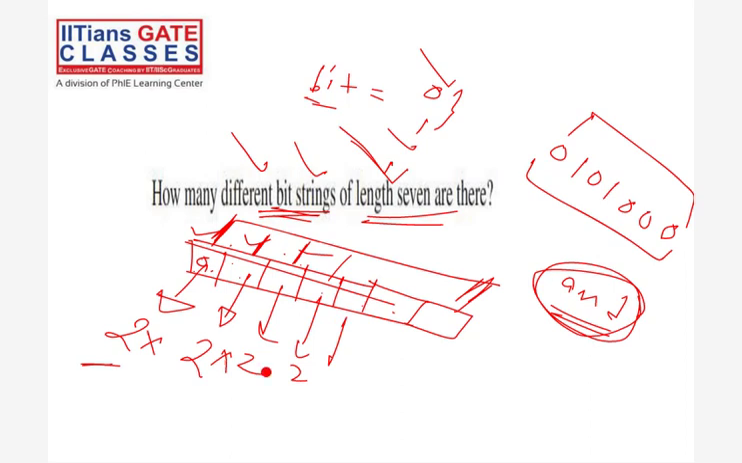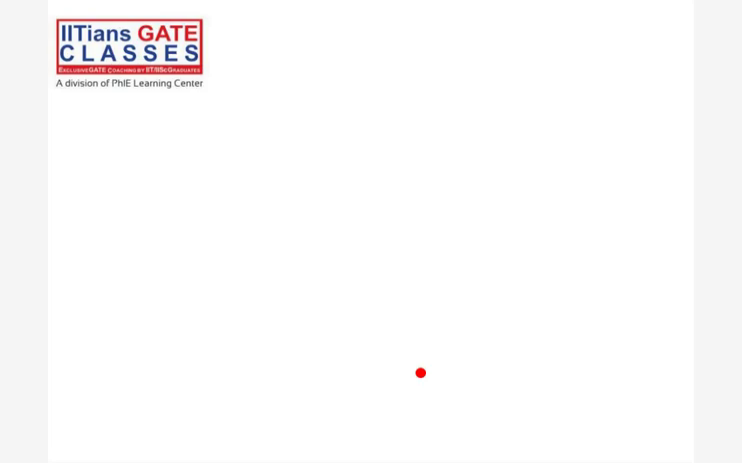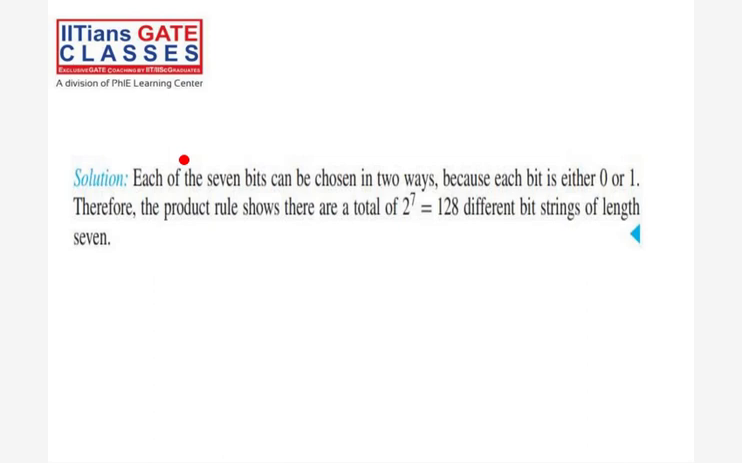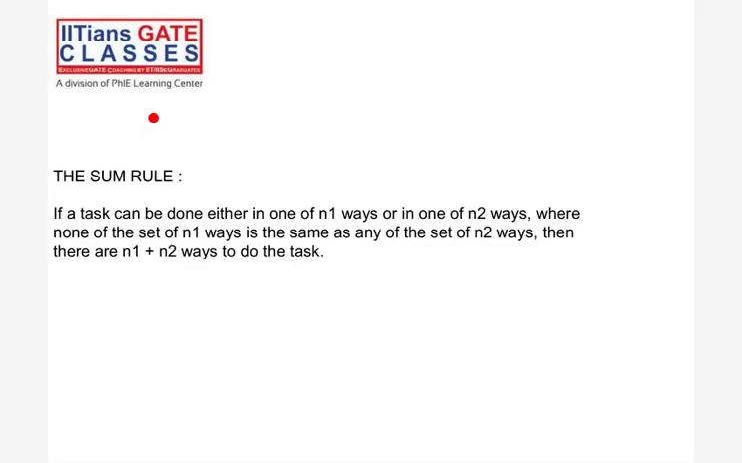Okay, so now finally we multiply all of them, and we will get 2 power 7. So this is our answer. Very good. Now let's discuss some rule. Okay, this is the solution. You can refer to this solution after this lecture is over.